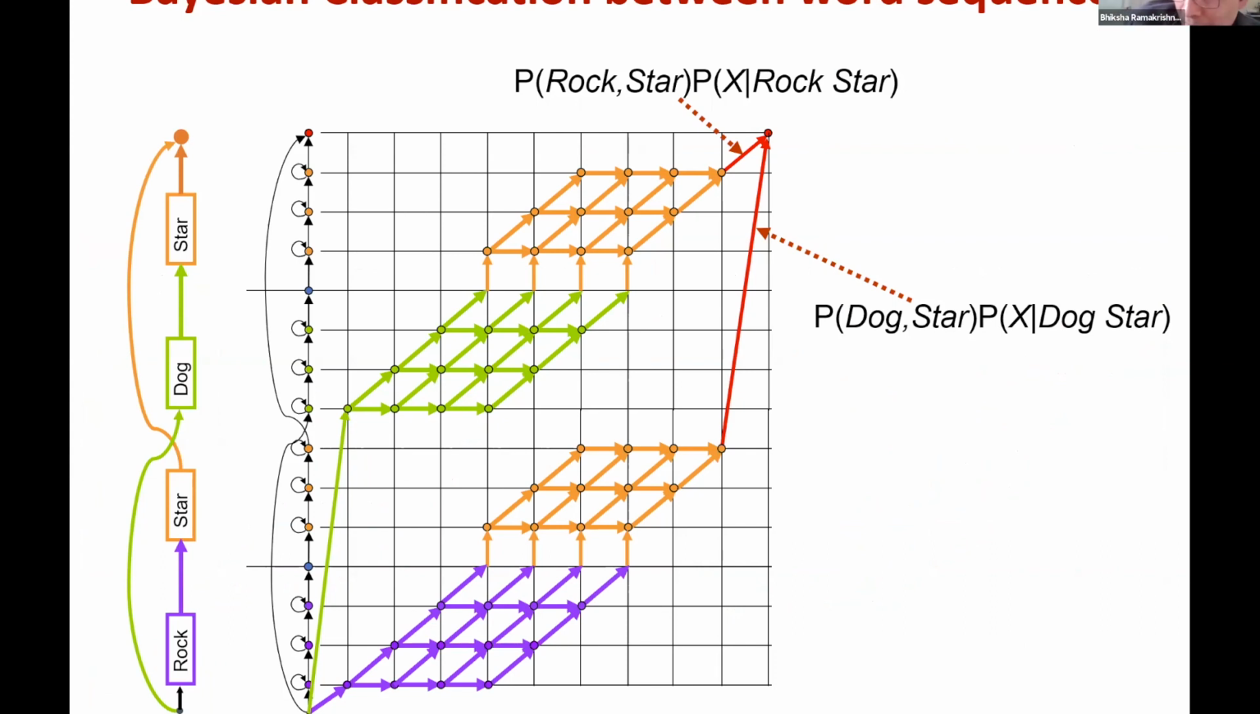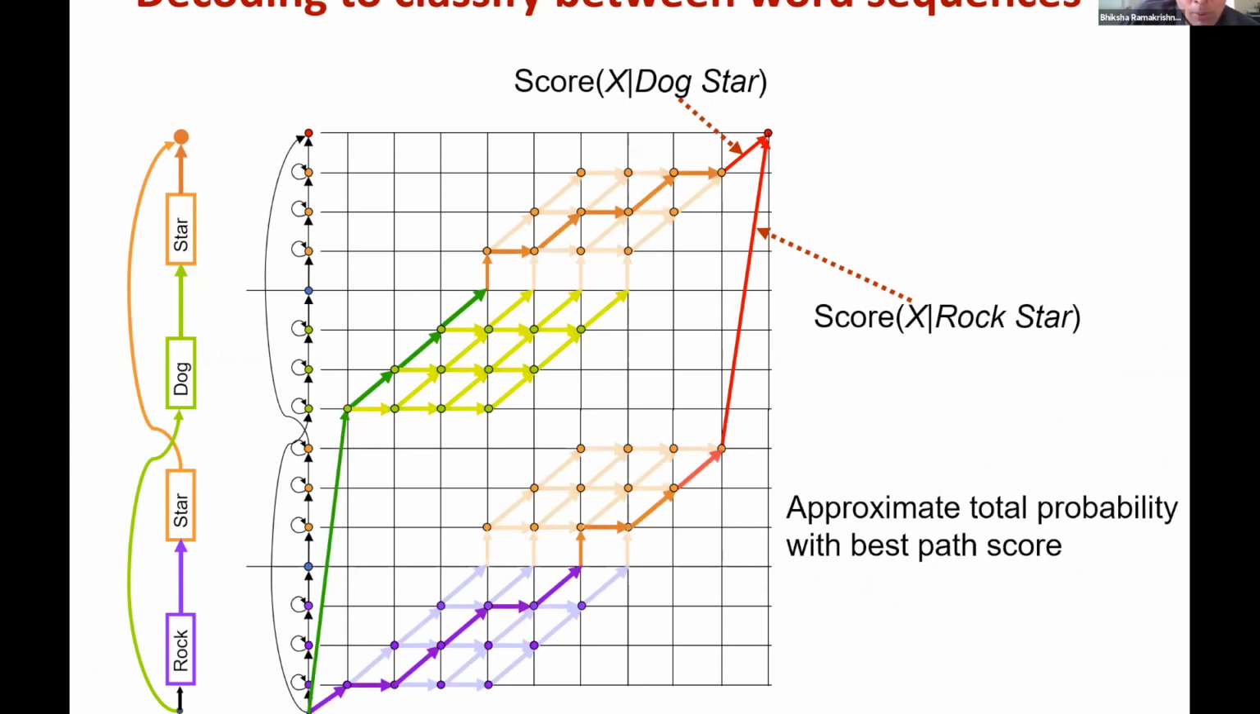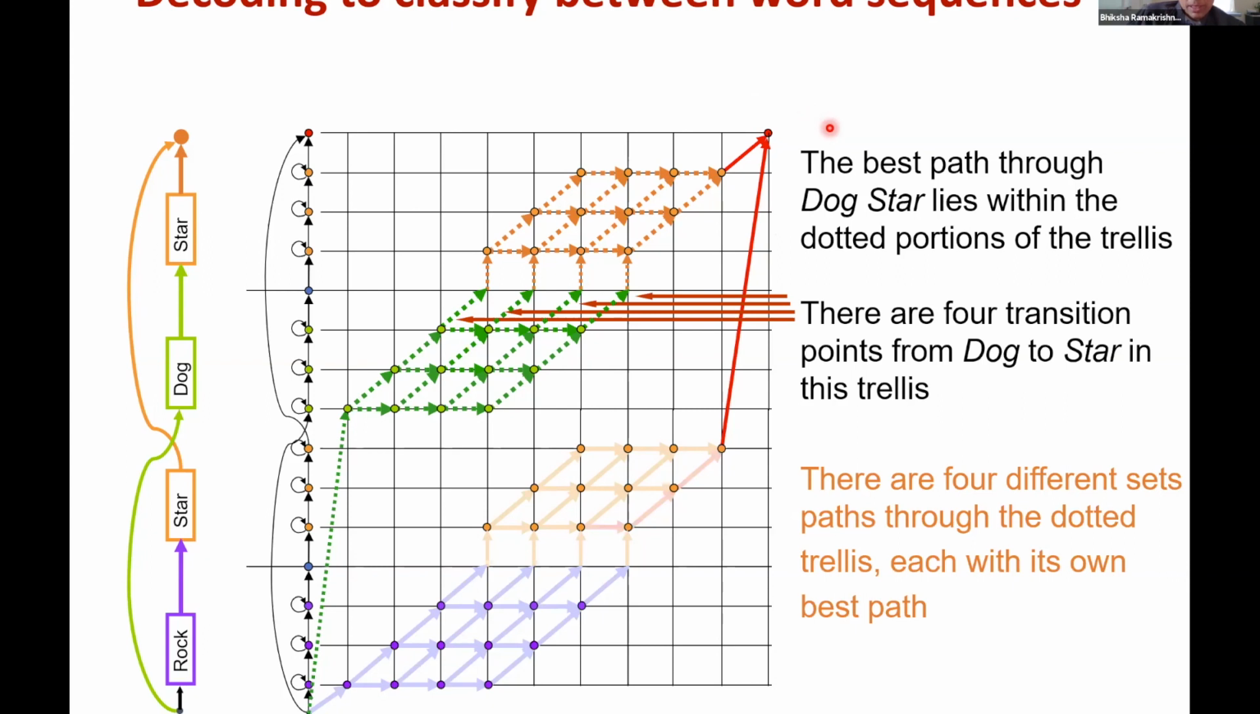But then let's observe something very interesting. What am I doing? When I find the best path through this graph, I'm finding the best path through the upper graph, I'm finding the best path through the lower graph, and I'm picking the better of the two to decide if the person said rock star or dog star, right? That's all I'm doing. And when you realize this, something very interesting happens.